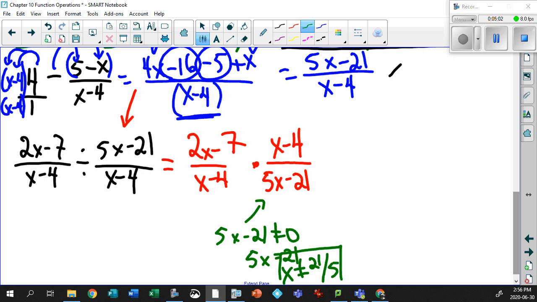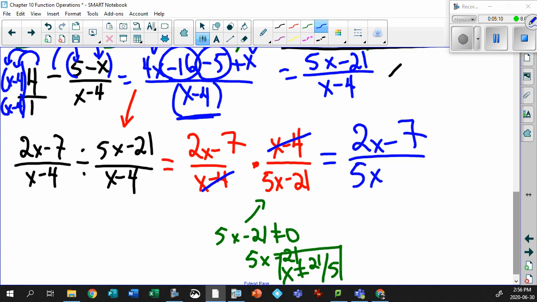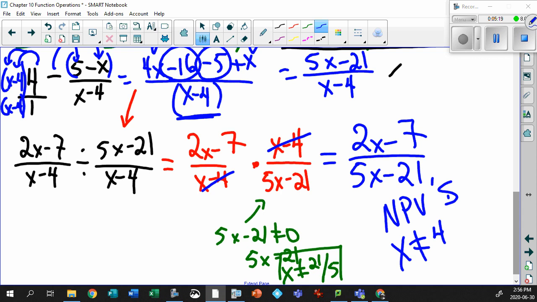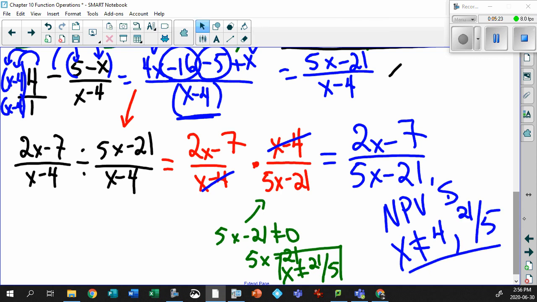Now, clean this up. Cancel the x minus 4s, leaving you with (2x minus 7) over (5x minus 21), with non-permissible values x cannot equal 4 and 21 over 5. Wow, what a cool question, and what a great way to finish off this unit.